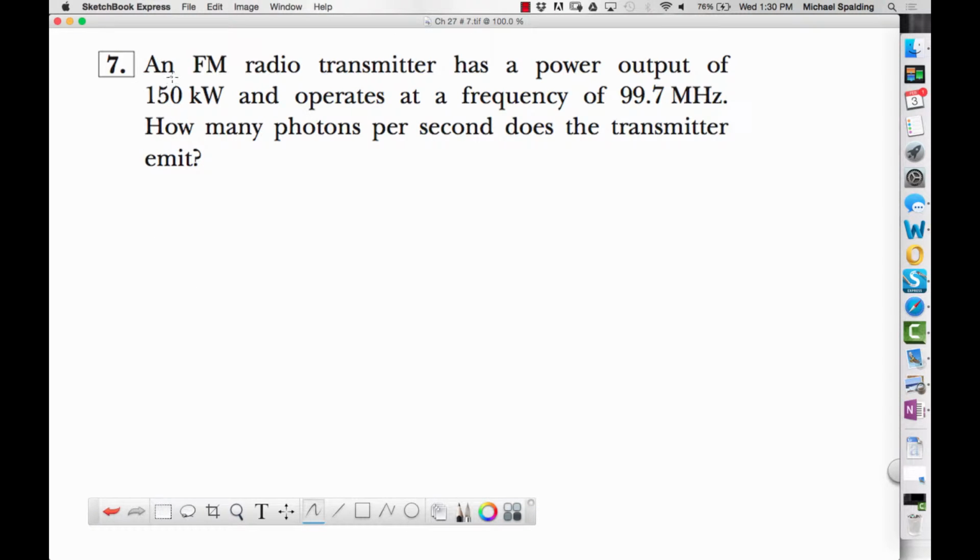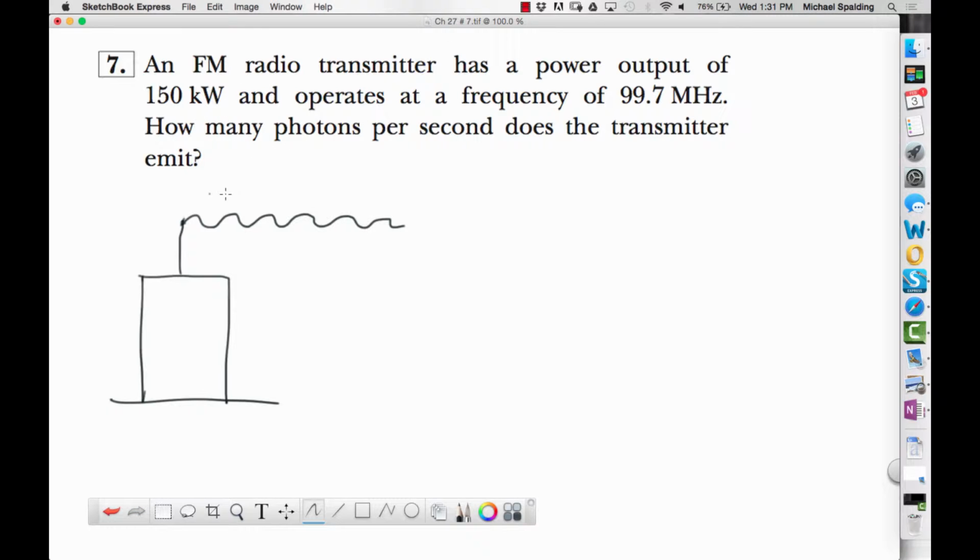Okay, number 7 in chapter 27. So we have this radio transmitter. Here we'll draw a building like this. You've got this radio transmitter on top of the building. It's sending out these waves. Let's make those waves look a little nicer. So here are these nice waves like that, transverse.